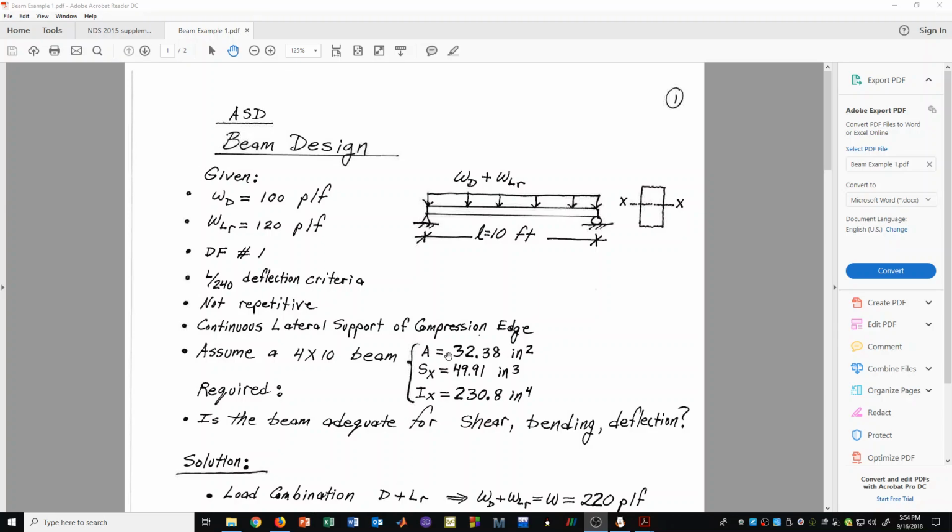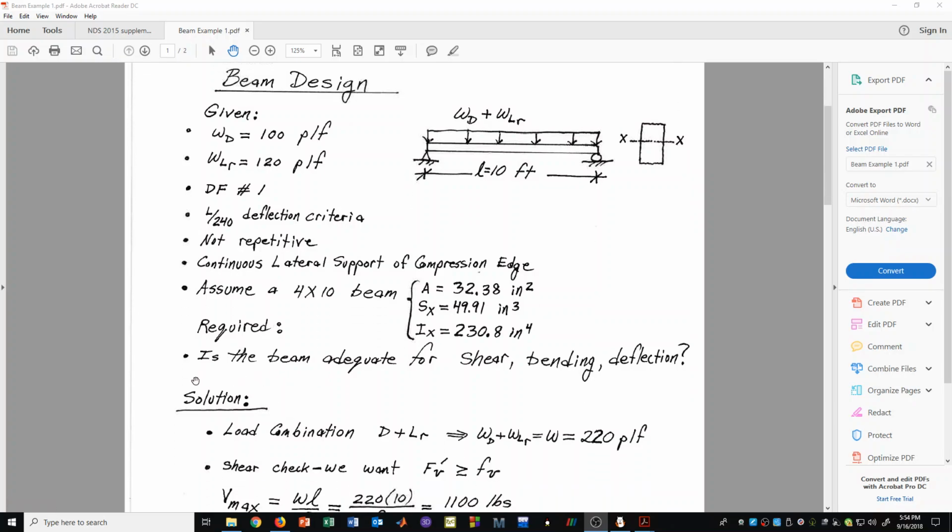And so of course we have the area here, 32.38 inches squared. We have the section modulus about the x-axis, 49.91 inches cubed. And we also have the moment of inertia about the x-axis, 230.8 inches to the fourth. In this problem, the required task that we are supposed to solve is basically this question: is the beam adequate for shear, bending, and deflection based on this given information provided above?